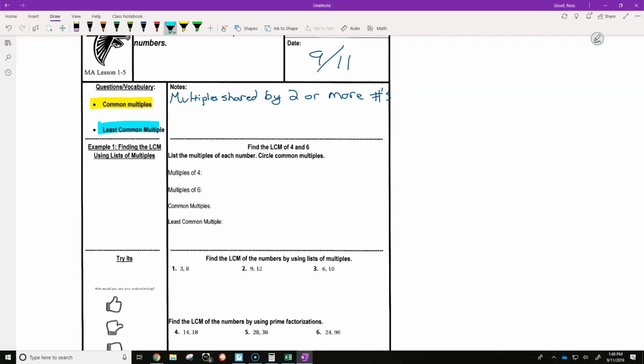The next easy term is least common multiple. What does least mean? Smallest. So all we have to do is say what's the smallest common multiple. Now here's the funny thing in math.